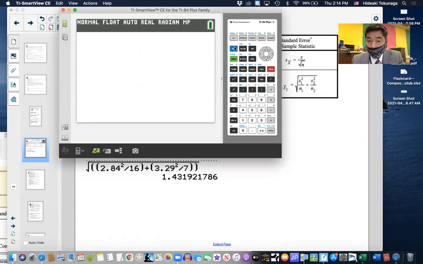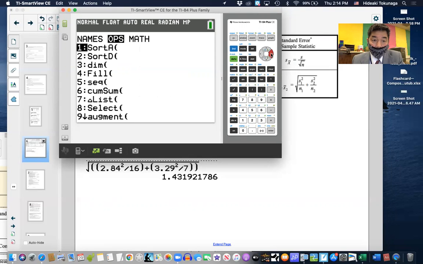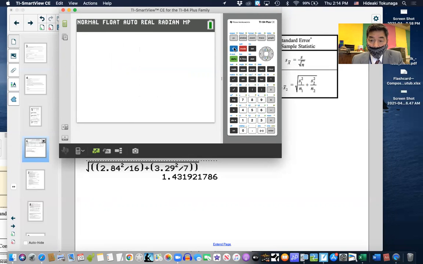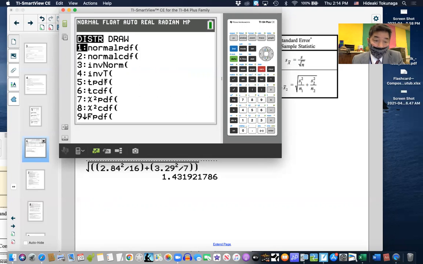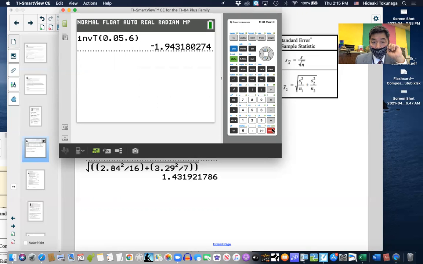Now go to stats. I'm sorry, go to the second bars for the distribution. Now invert T. The area is 0.05 because it's half of 10%, right? Degrees of freedom: you look at the lower sample. So 7 athlete students, so we plug in 6. Paste. 1.94, okay?